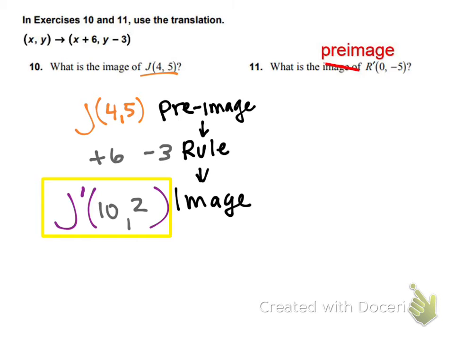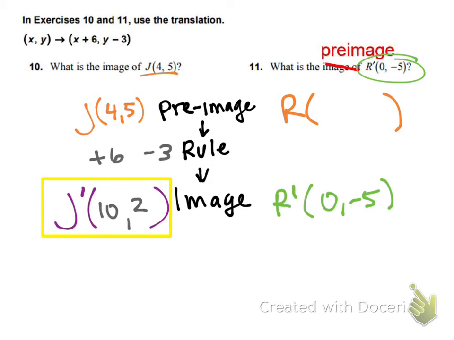For this one, this was a typo. How did I know this was the image? This was the newer one. Because again, of the apostrophe, right? R prime was 0, negative 5. So we want to find R, and we're going to use the rule to do it. So can I add 6 and subtract 3 to find the original? No. I'm going to have to do the opposite, because we're going in the opposite direction.